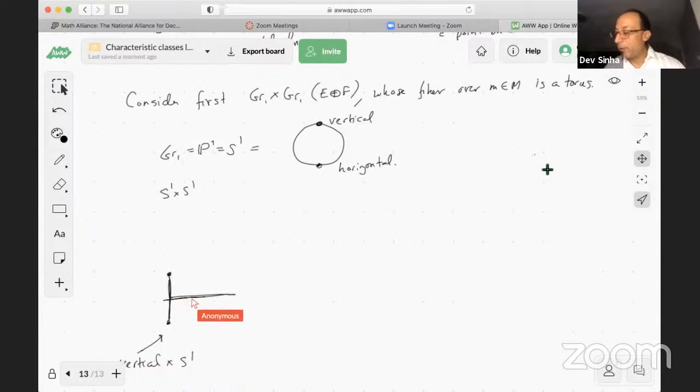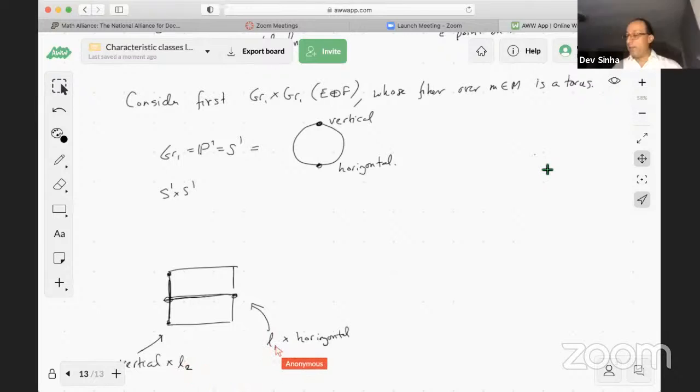This is a subspace of S1 cross horizontal. Or, instead of vertical cross S1, let me say this slightly differently. This means my first line is vertical and my second line is anything. Here, my first line is anything, my second line is horizontal. And then here is where L1 equals L2.